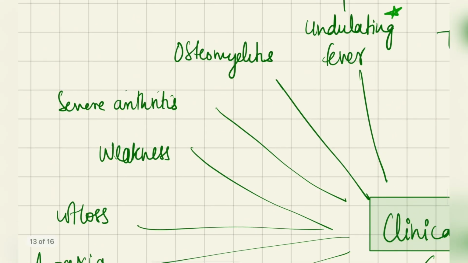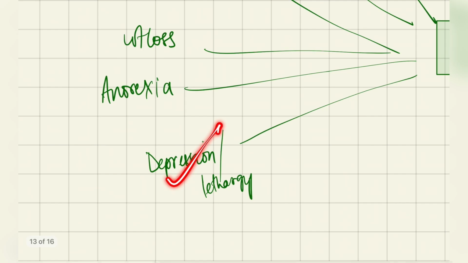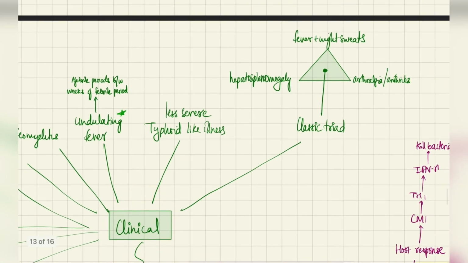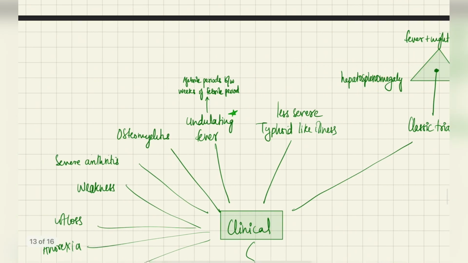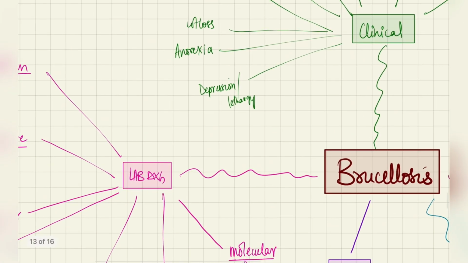You also get other conditions like osteomyelitis, severe arthritis, weakness, weight loss, anorexia, or CNS symptoms like depression and lethargy. Right? That was the clinical manifestations. Remember the triad: fever with night sweats, hepatosplenomegaly, arthralgia or arthritis, and undulating fever. These are the two most important facts in clinical manifestations.